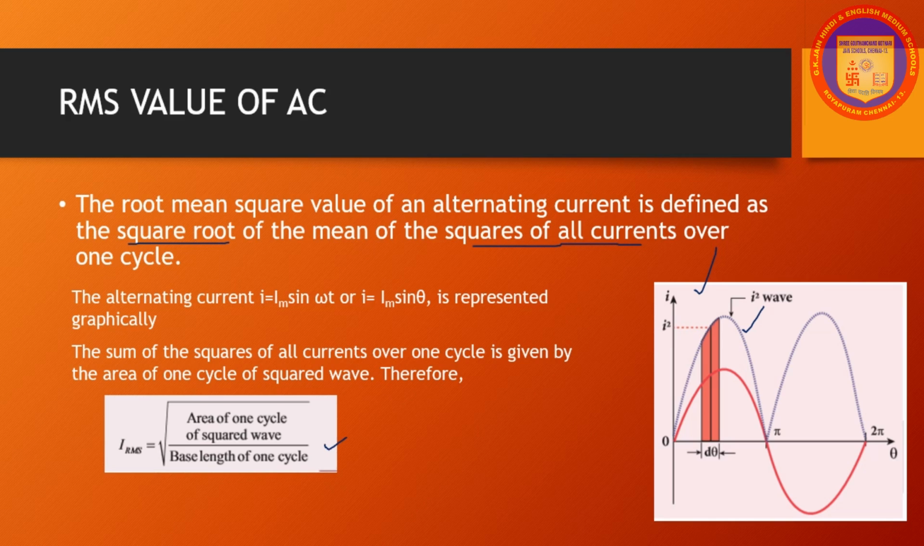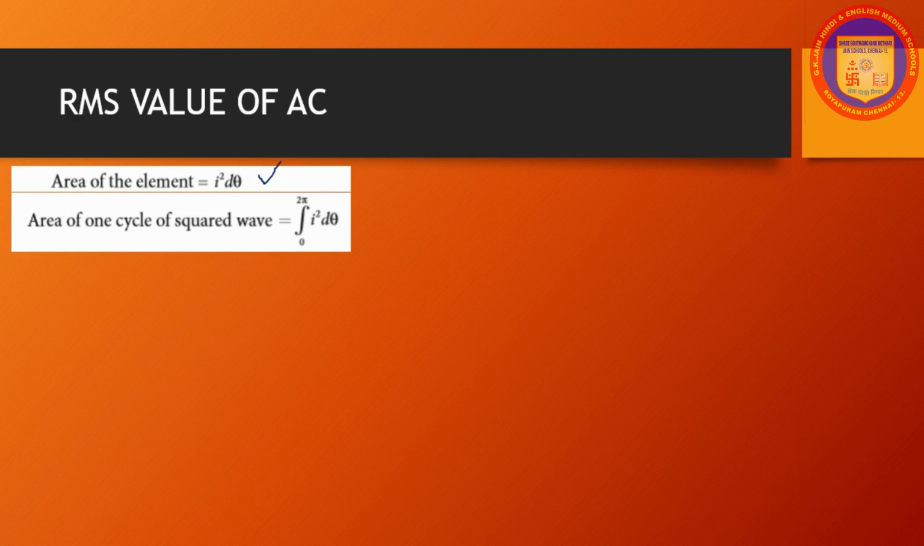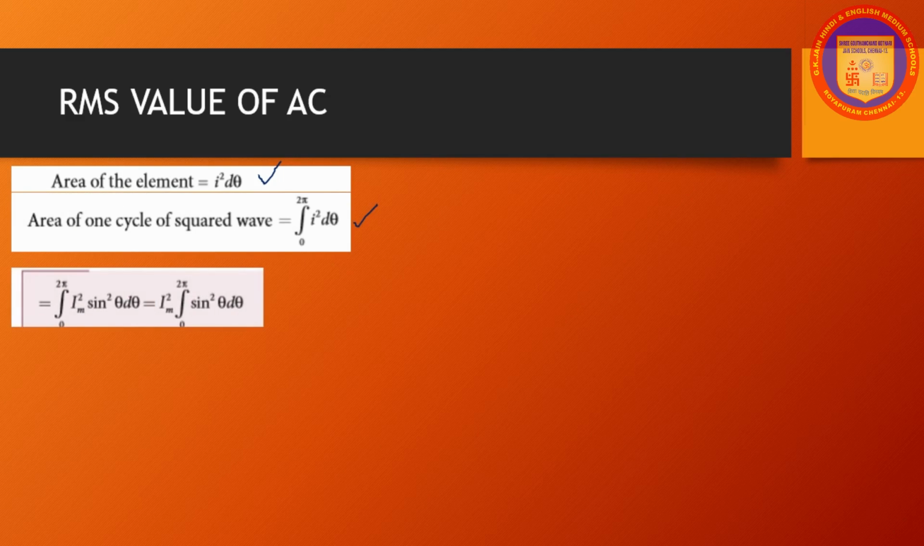So, if we consider an elementary area of thickness d theta in the first half cycle of the squared current wave, then I square is the mid ordinate of the element. So the area of the element is equal to I square d theta. Area of one cycle of the squared wave is equal to integral 0 to 2 pi I square d theta. Now substitute for the I value, so you'll get integral 0 to 2 pi Im square sin square theta d theta. Im square is constant, we'll take it out. So Im square into integral 0 to 2 pi sin square theta d theta.